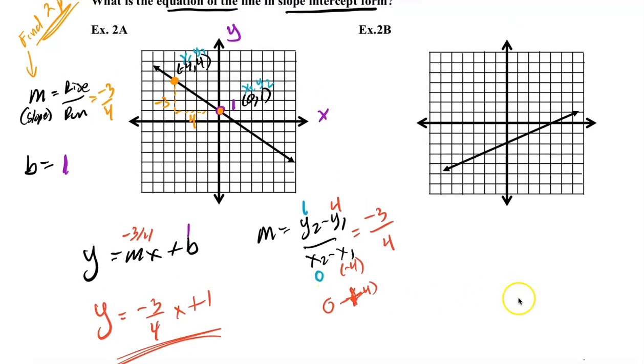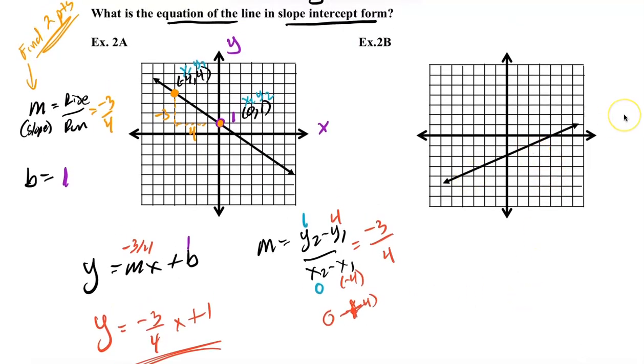Okay, next one is make sure we got this. So here's my line, right? I want to put it into this formula, y equals mx plus b. First thing we're going to do is find our b, our y-intercept. So again, here's our y, and it crosses, looks like at -2.